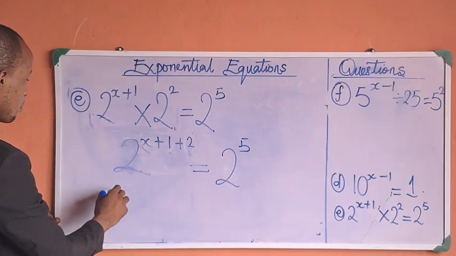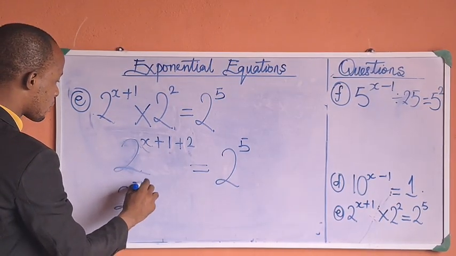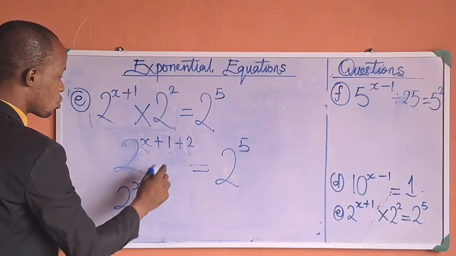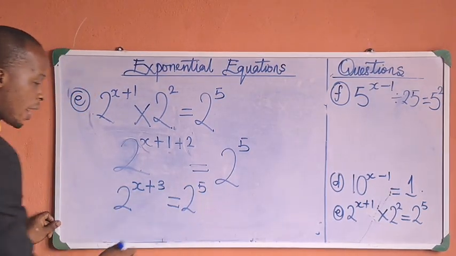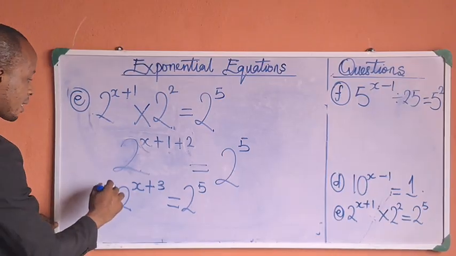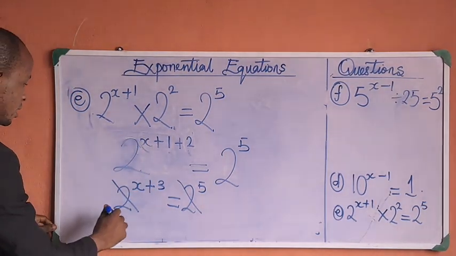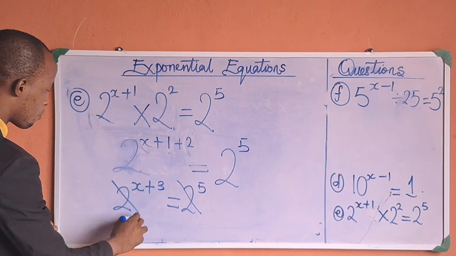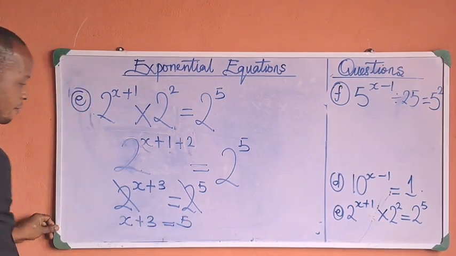The next step will be 2 raised to power x plus 1 plus 2, that is x plus 3, equals 2 raised to power 5. So in this case, I can cancel out my bases. They are common. Okay, what next? I have x plus 3 equals 5.